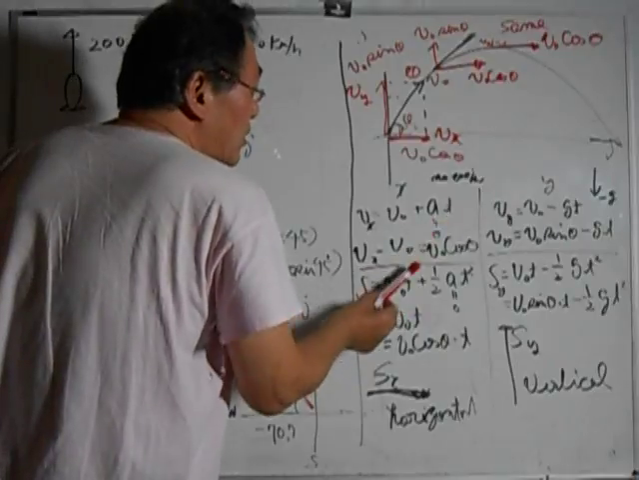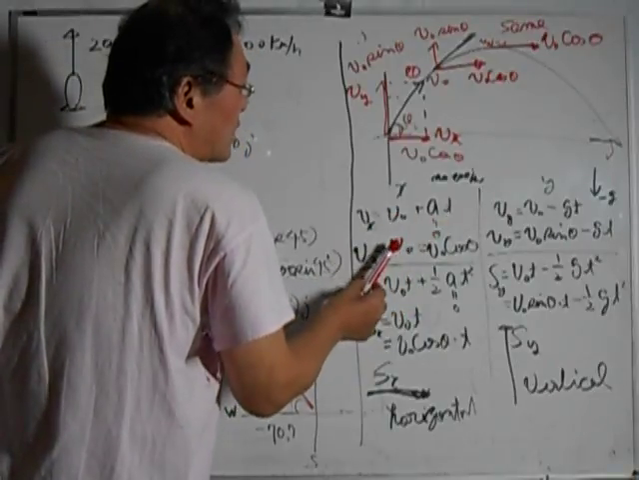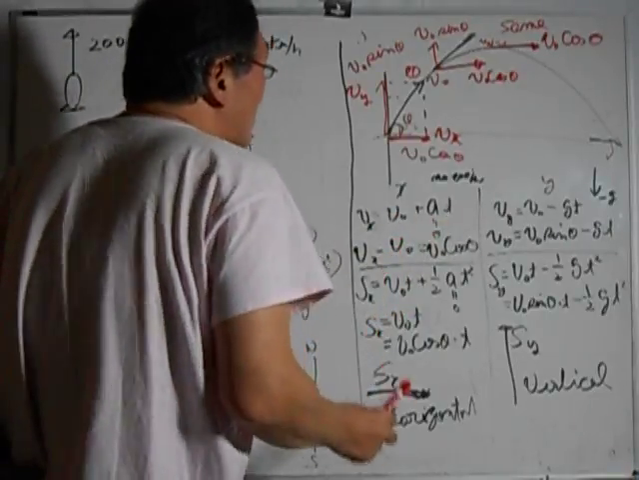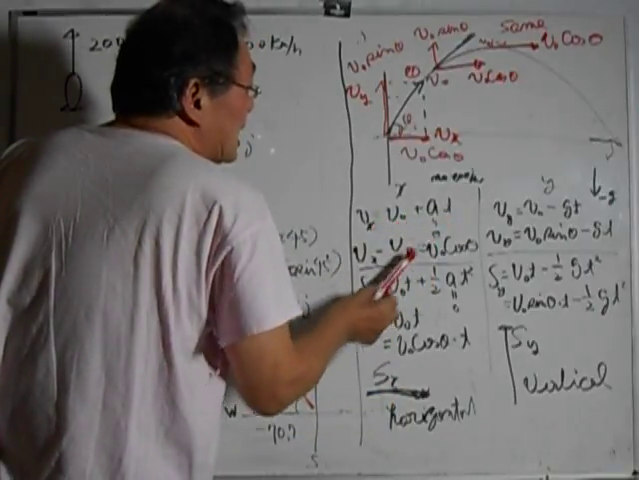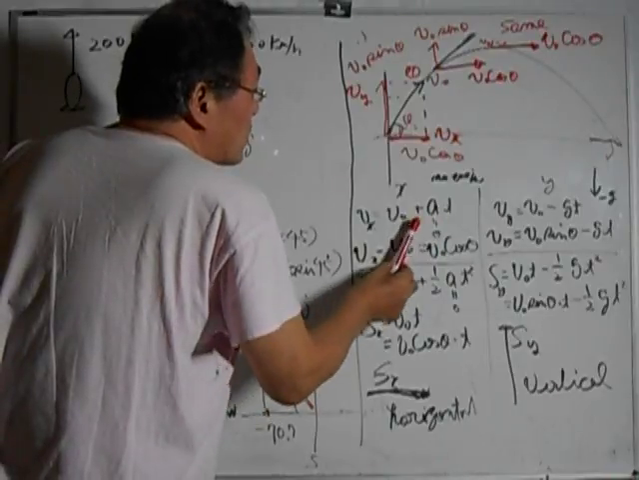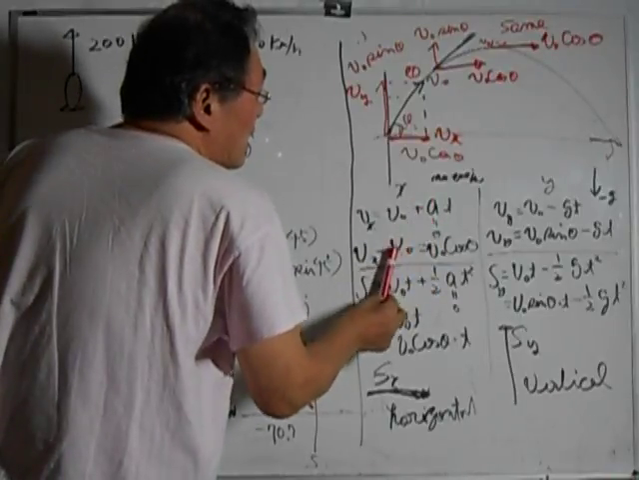So acceleration is zero. So Vx is actually V0 plus at. Then acceleration is zero, so only Vx is left.